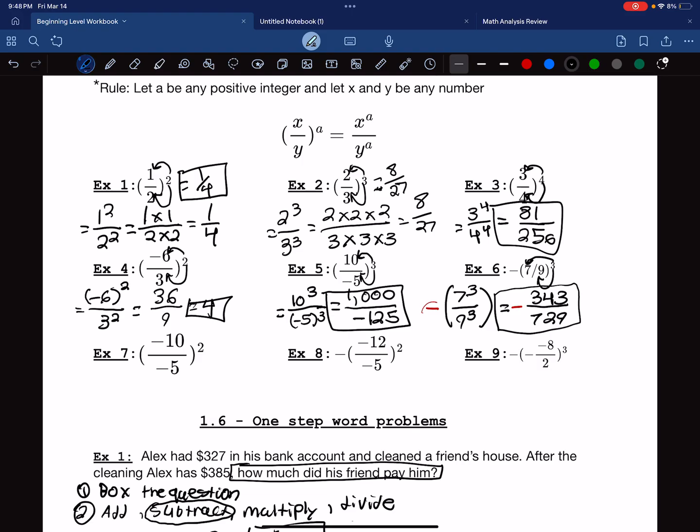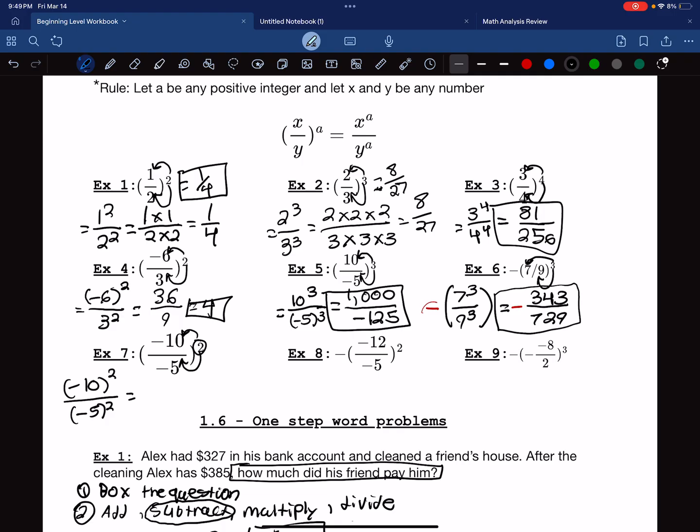Now, before I work through examples 7, 8, and 9, I encourage you to pause the video and try it on your own. And assuming you have given this a try, let's work through it. So we have 2 as our exponent, so we're going to bring that out on the numerator and the denominator. So we're going to have a -10 raised to the second power, or -10 squared, and then we're going to have -5 squared.